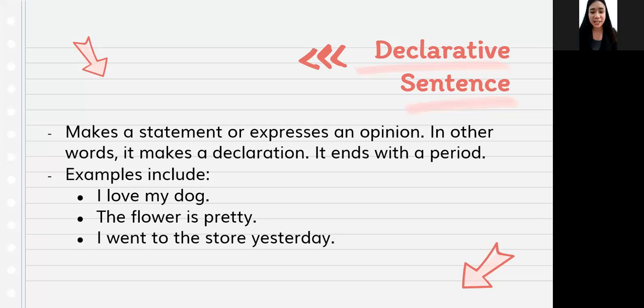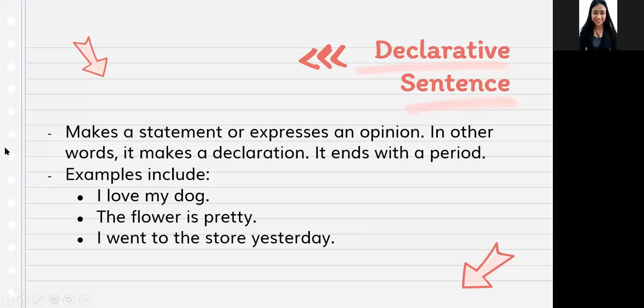So declarative sentence, who can give an example of a declarative sentence? Anyone? Miss Rochanel Oberio? I love my dog. Give me another example. Flower is pretty. Yes, correct. Thank you, Miss Chanel.